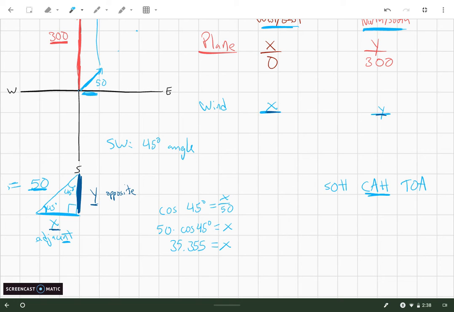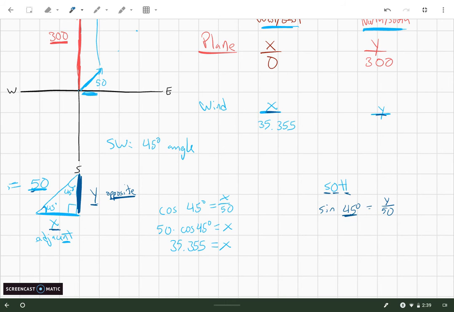So that's how far the wind is traveling just in the x direction. So we can say that's 35.355. Okay, so now I'm going to erase this because I'm going to use it again, but I'm keeping the sine part because SOH is opposite over hypotenuse, and I want to find the opposite, and I know the angle, and I know the hypotenuse, so I can do the same thing. Sine of 45 degrees equals y over 50.